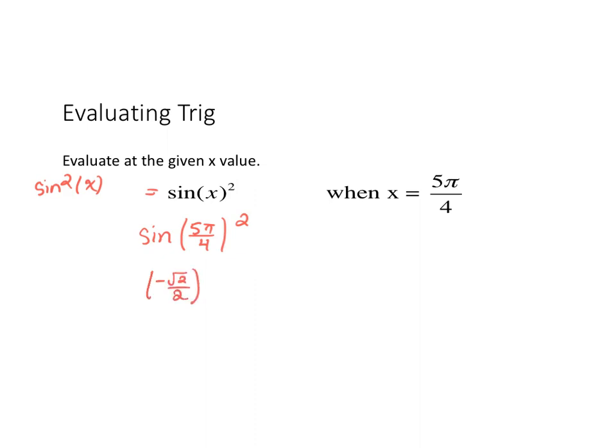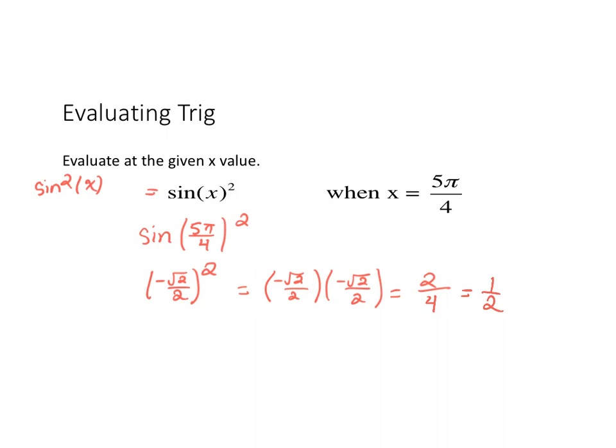And then after I do the trig, I will do my exponent. I'm going to square that. Remember, squaring something is the same thing as multiplying by itself. So this is -√2 over 2 times -√2 over 2. And two negatives will make it a positive. Square root 2 over 2 times square root 2 over 2 is 2. 2 times 2 on the denominator will be 4, so this can simplify to 1/2.